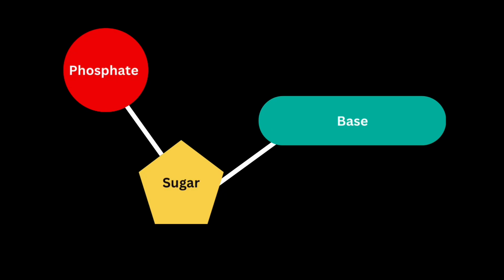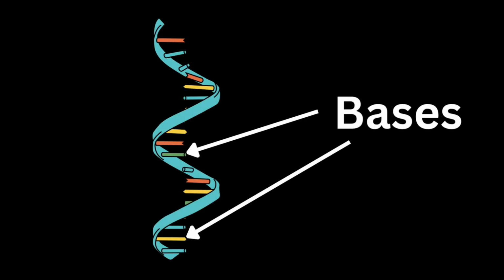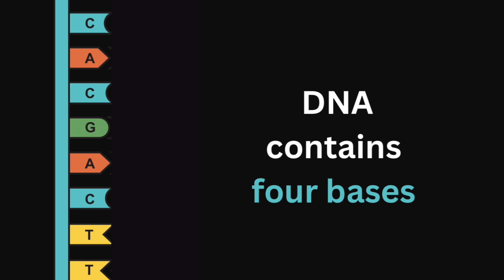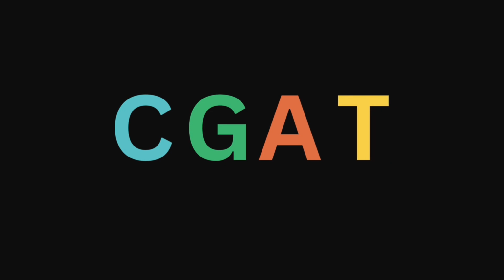Now let's look at the third part of the nucleotide molecule, the base. If we look at a single strand of DNA, you can see the base is sticking out from the sugar-phosphate backbone. As shown in this diagram, each base is given a letter, so DNA is actually a sequence of a 4-letter code. And those bases are C, G, A and T.